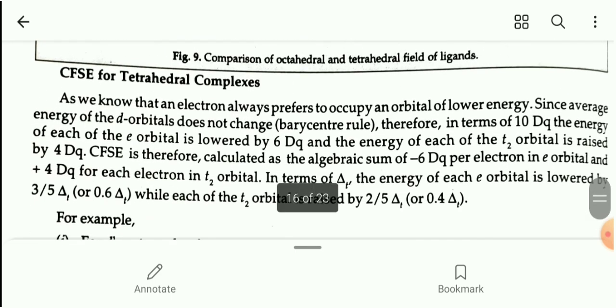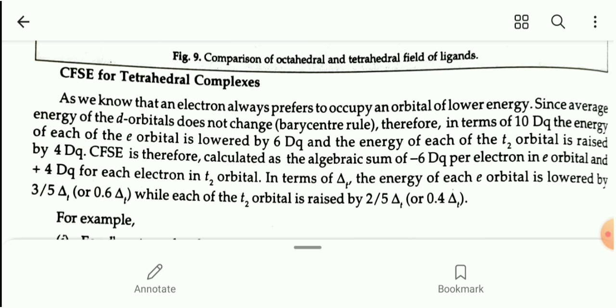CFSE for tetrahedral complexes. As we know, an electron always prefers to occupy an orbital of lower energy, since the average energy of the d orbitals does not change. Therefore, in terms of 10 dq, the energy of each of the e orbitals is lowered by 6 dq and the energy of each of the t2 orbitals is raised by 4 dq. CFSE is therefore calculated as the algebraic sum of minus 6 dq per electron in the e orbitals and plus 4 dq for each electron in the t2 orbitals.